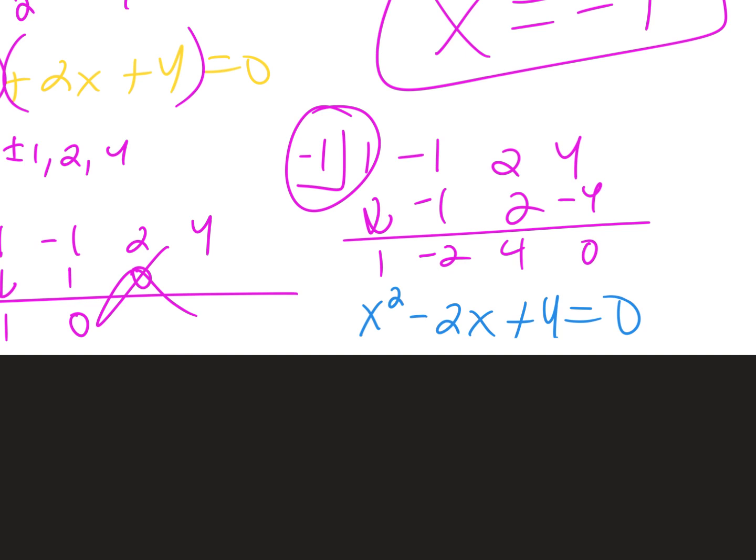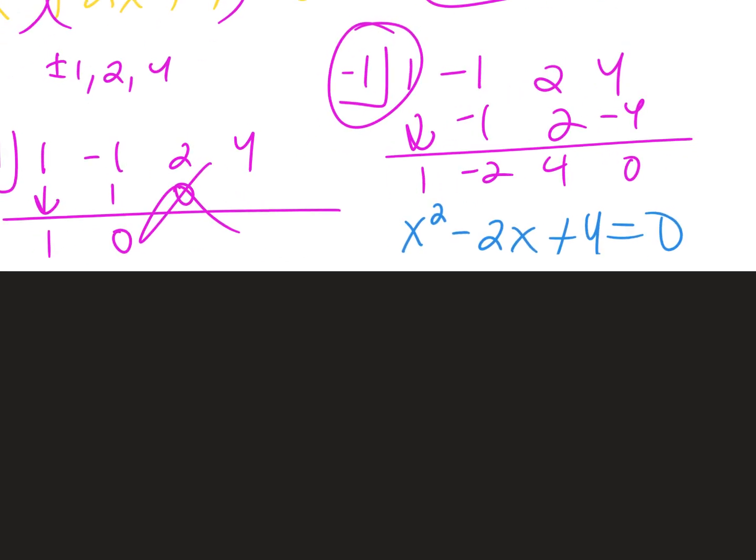You have two options at this point, guys. You can jump into the quadratic formula, or you can say, hey, let me see if this factors. You can only use the quadratic formula when you have x squared. So what are the factors of 4 that multiply to give me 4 but add to give me a negative 2? Is anything going to work? No. So now what do we have to do? You have to do the quadratic.